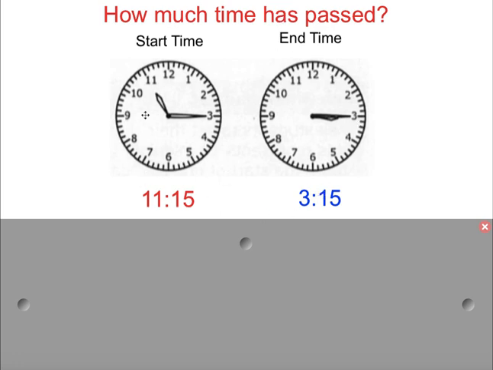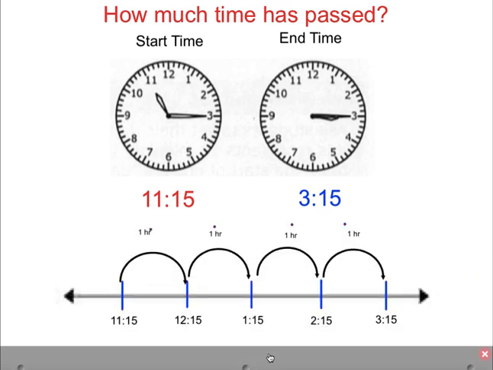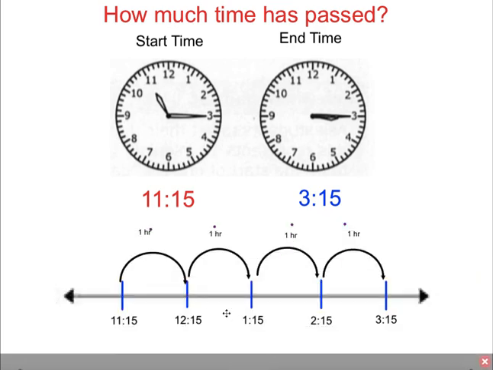It's hard to keep going around the clock and figuring it out, so I want us to use something. You can think of time passing as a timeline, and on this timeline, each mark is the next hour after the start time. So let me show you what I mean by that. I made a timeline, and it's just like our number lines we've been doing in class. My start time is 11:15. And then I'm jumping to 12:15, 1:15, 2:15, 3:15.